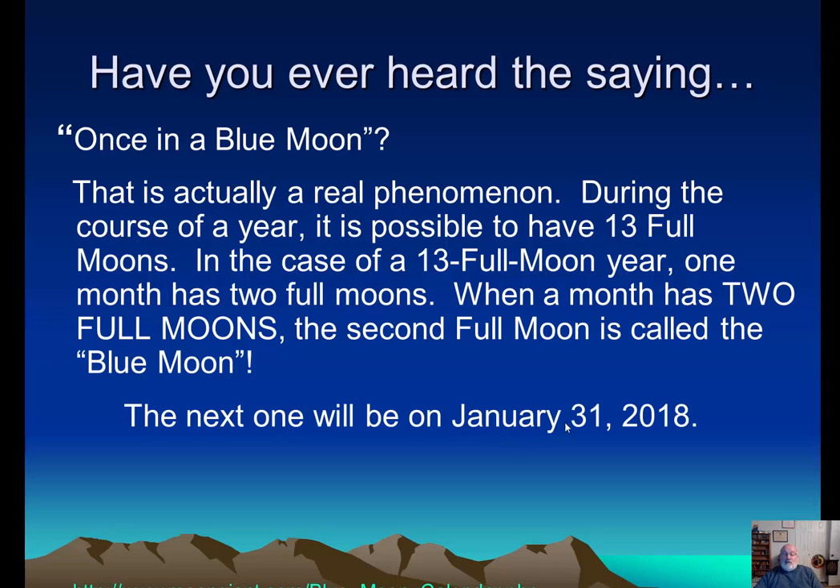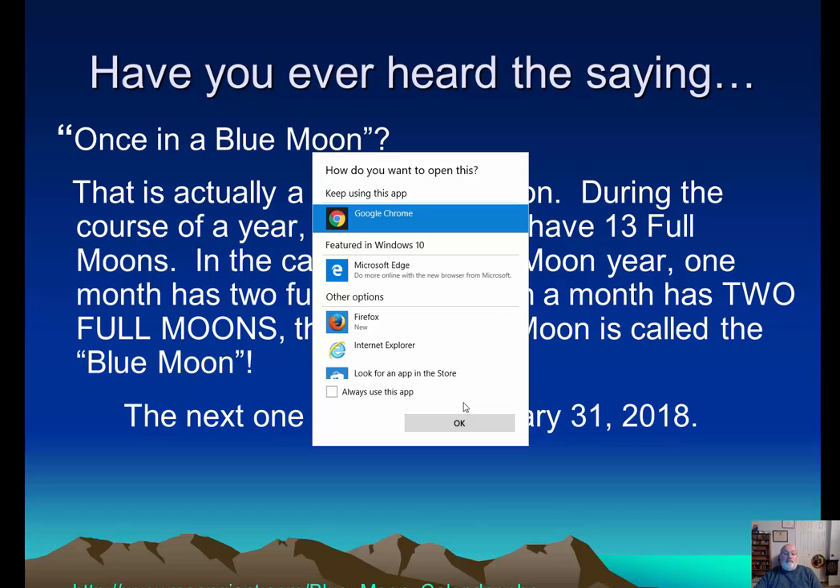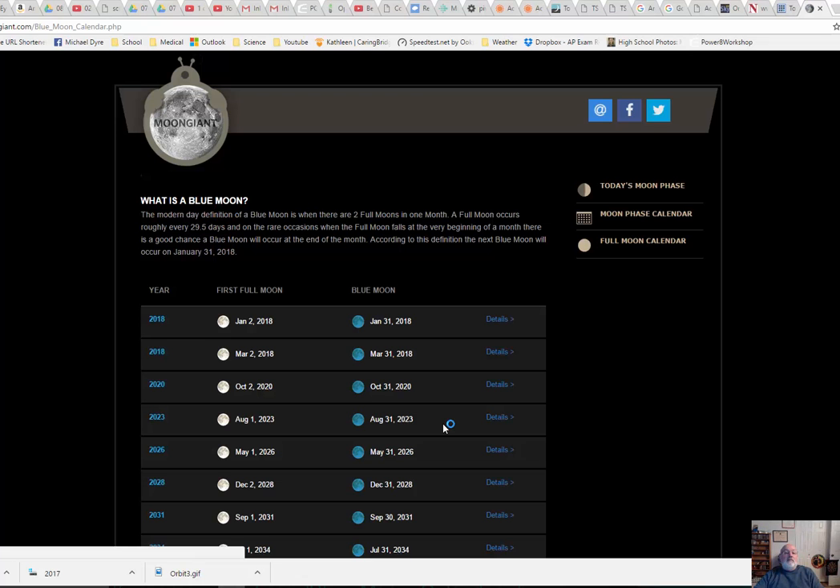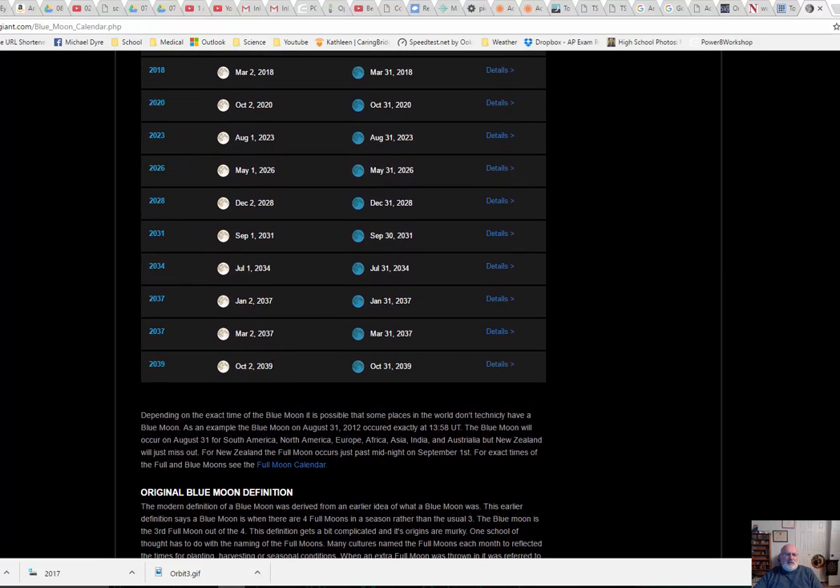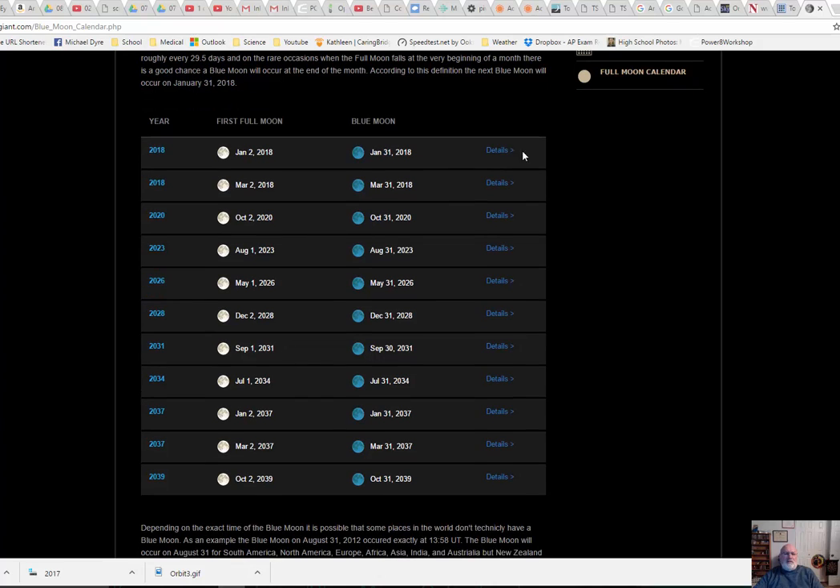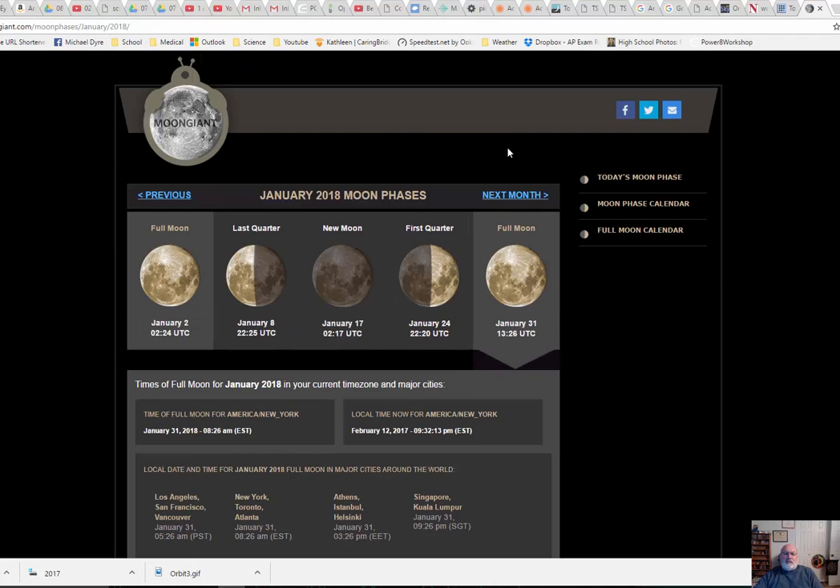The next blue moon we're going to have is going to be on January 31st, 2018. We don't have any at all in 2017, and I'll show you this map right here. And if you take a look, the next one we're going to have is the 18th. It's going to be January 2nd, and then March we'll have another one, then October, and then that's actually 2020, and then 23. This all goes to 2039. So you can see it doesn't happen very often. And looks like we'll have a full moon on the 2nd, and we'll also have a full moon on the 31st, and that'll be our blue moon.